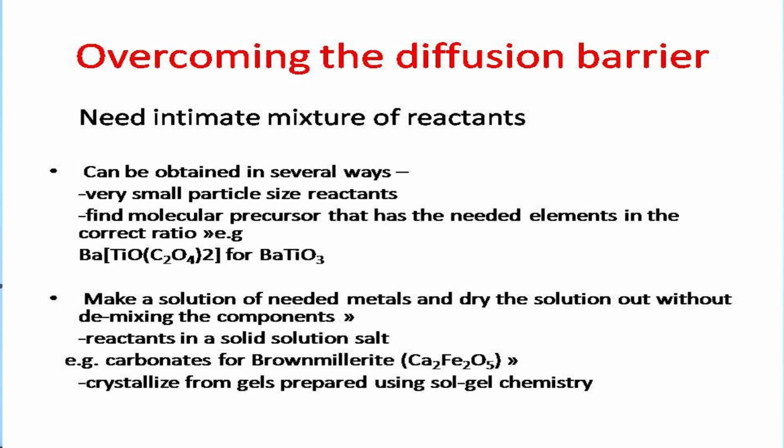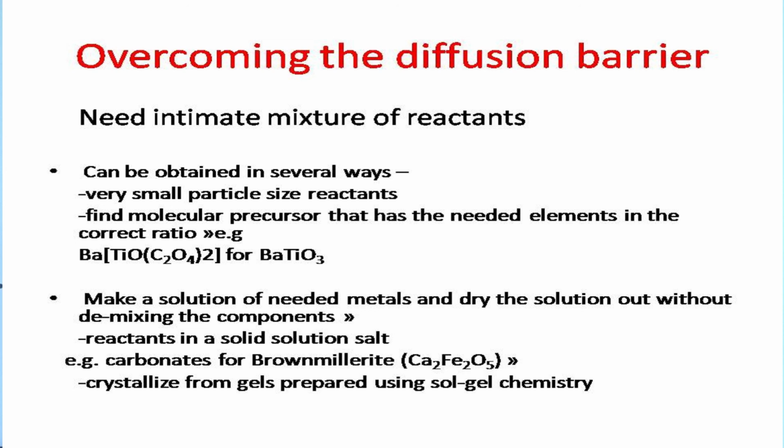Number one, very small particle size reactants. That means the surface area is very large. The reactants are in the form of a very fine powder, and therefore they'll give you a better rate of diffusion. In addition to this is all mechanical mixing. You can do it chemically in certain other reactions, not for this particular reaction: find molecular precursors that have the needed elements in the correct ratio. For example, one example is shown with barium. To such precursors you can add, which will bring about closer contact between the reactants.